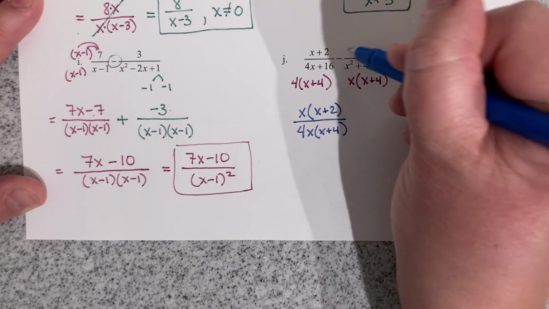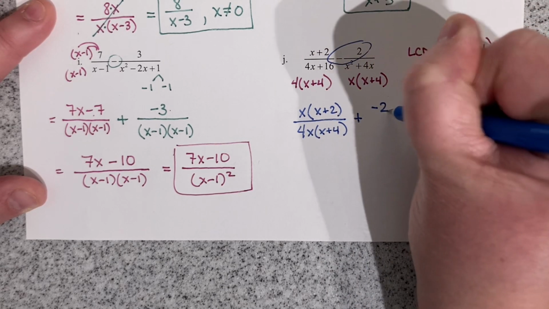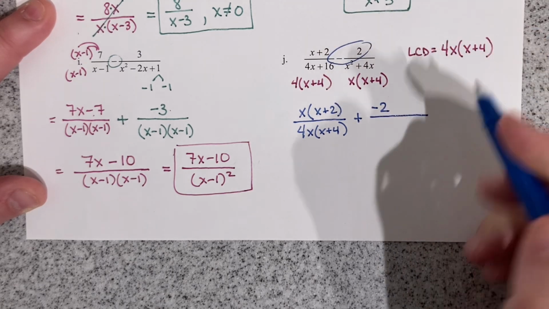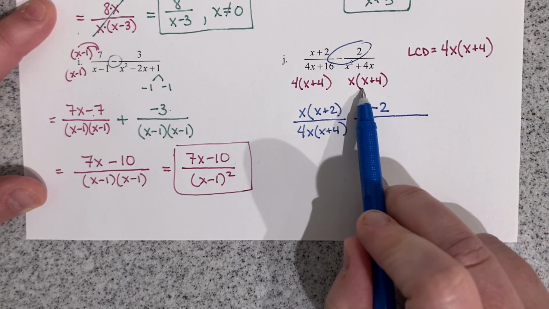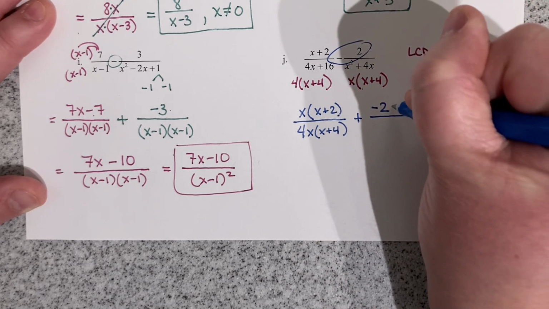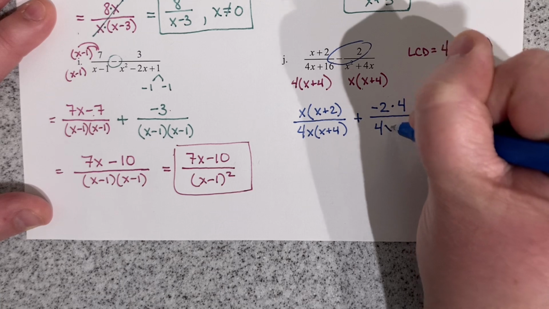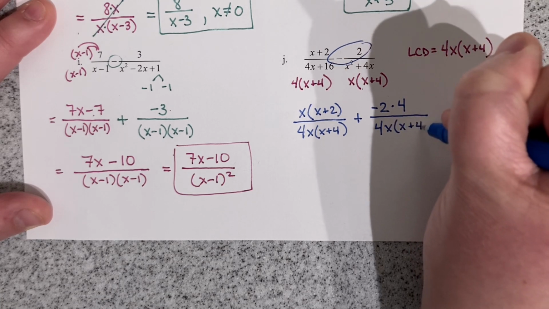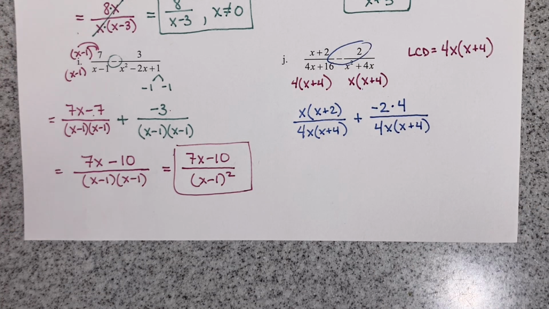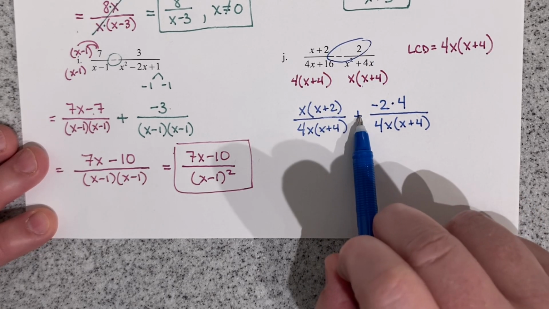I'm moving this negative up with the 2, so I'm making it plus -2 on top. And what this fraction is missing from the denominator is that 4. So I need to multiply by 4. And then the denominator would be 4x times x plus 4. So I moved the negative up to the 2 and made it just a plus.